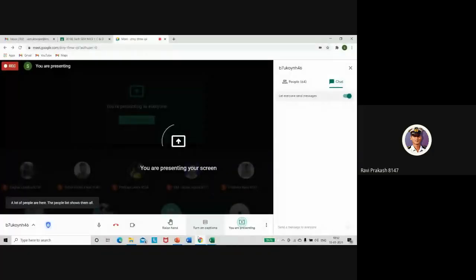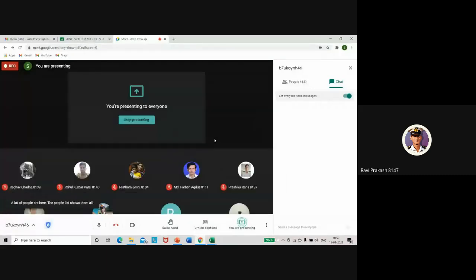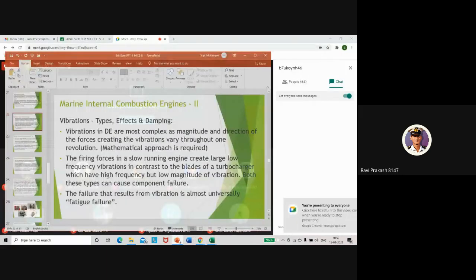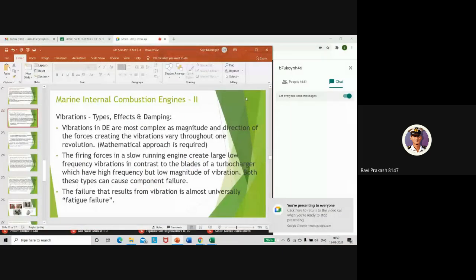how it is damped. Vibrations in diesel engines are most complex, as magnitude and direction of the forces creating the vibration. You are not presenting. Not presenting it, sir. Oh, just a minute. I'll do it again. Present now. Okay. Sorry. Okay, that should be better. Now is it coming through?